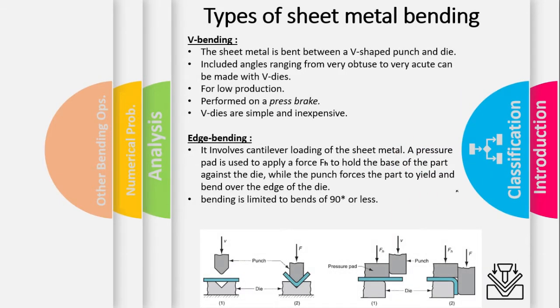So what are the types of sheet metal bending operations? Primarily we have two major types. The first one is known as V bending, and that is performed on V dies. The V dies you can see here. And the second one is edge bending, and it is performed on wiping dies.